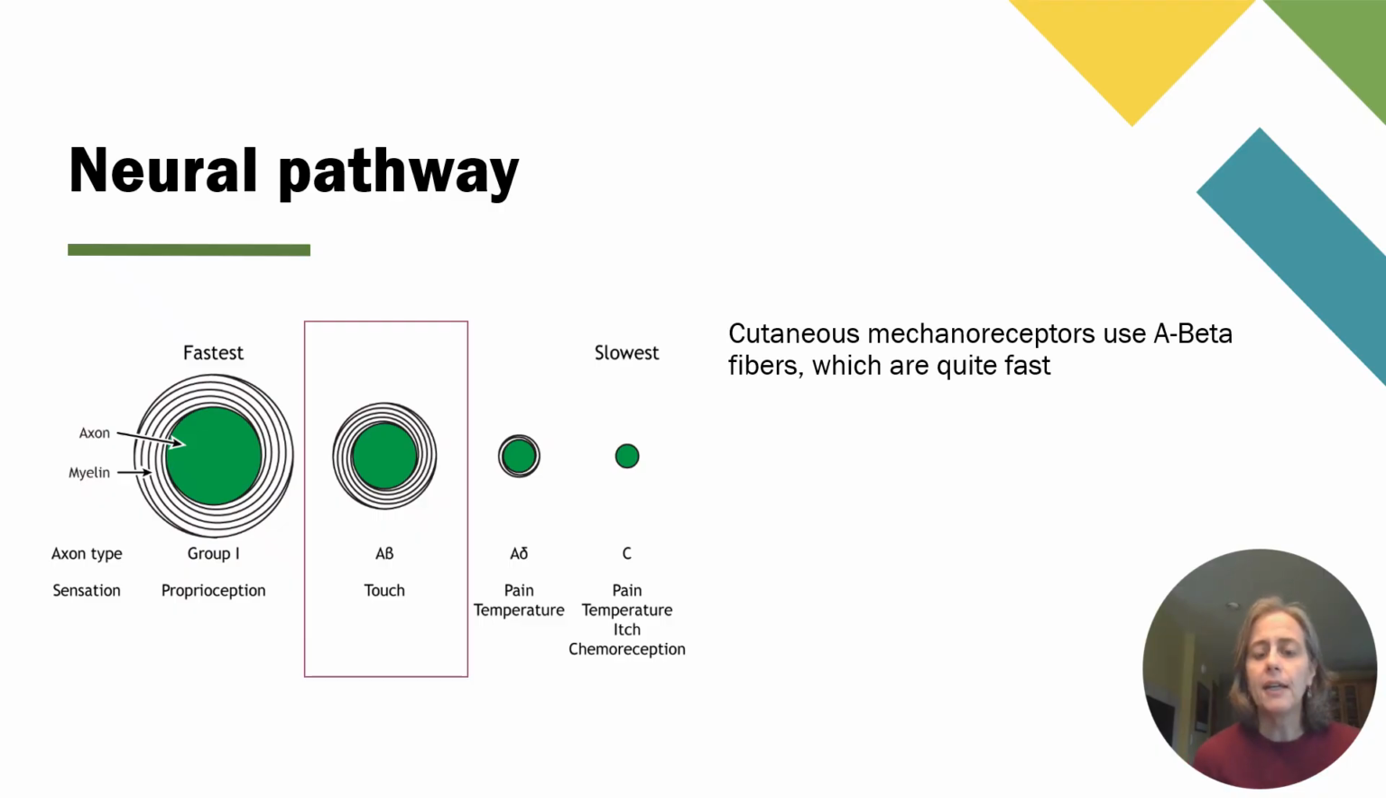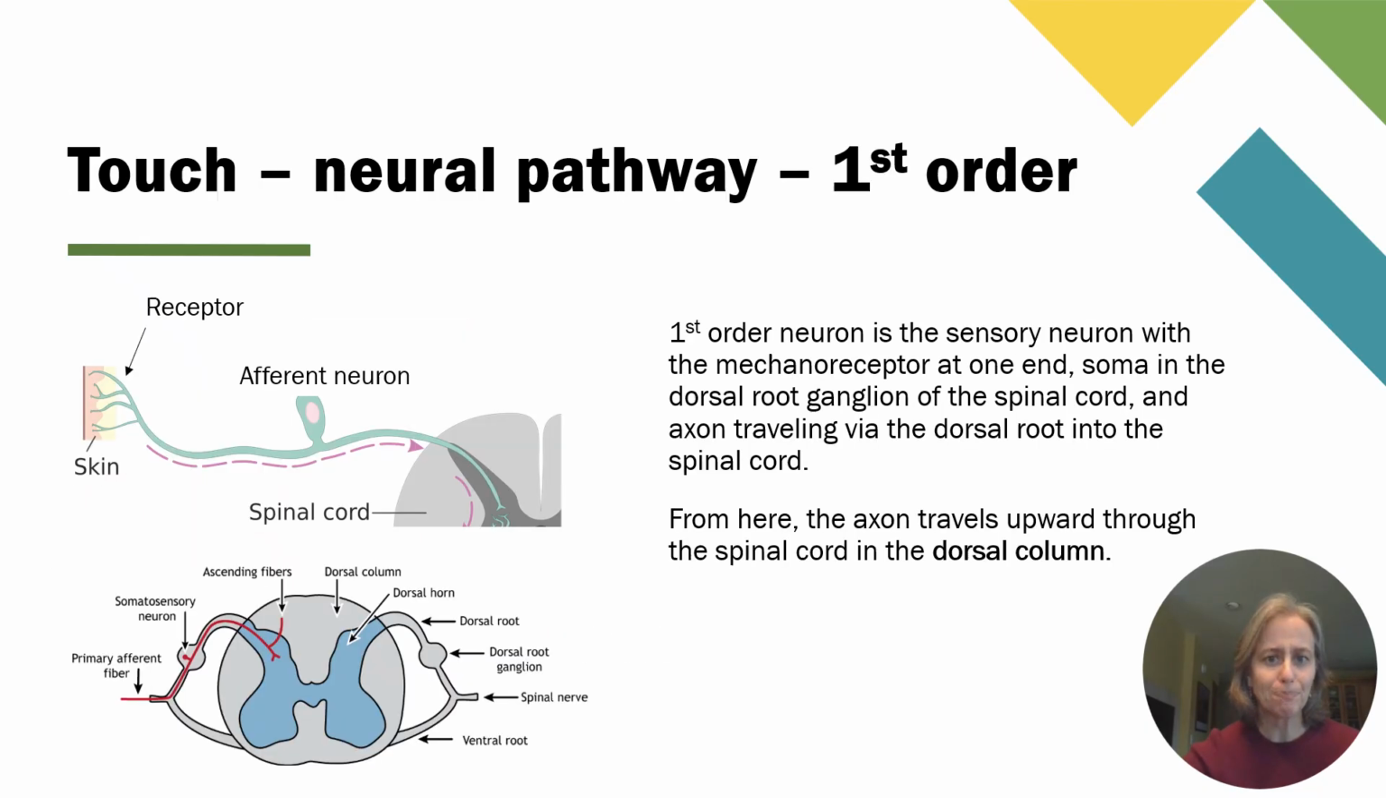The other thing is that for touch, for these cutaneous mechanoreceptors, these touch receptors in the skin, the types of axons that they all have are the A beta axons. So they're pretty fast. They're not the fastest, but they're pretty fast. So we're going to use some pretty fast axons for touch. And then let's talk about our three-step hop.